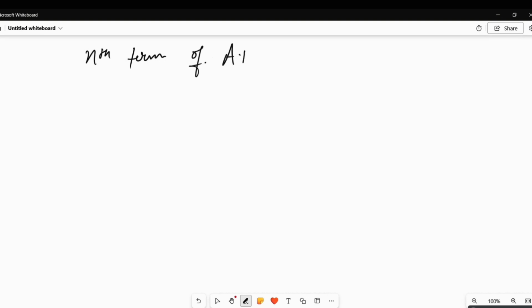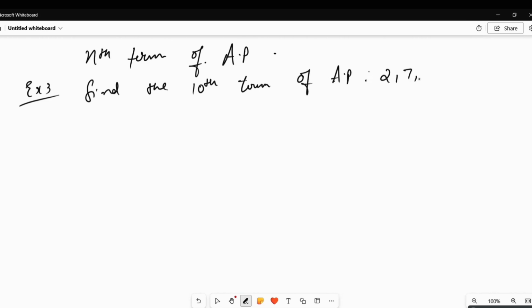Nth term of an AP. For example, first example 3 here. Find the 10th term of the AP 2, 7, 12 and it goes. So the fourth term is easy to find. When you want to find the 10th term, you can find it directly, but it will take time, right? So we use a formula. The formula is AN is equal to A plus N minus 1 into D.